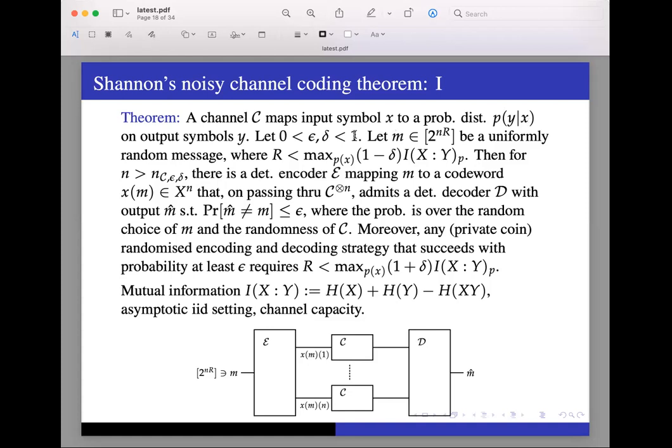Now fix two parameters, epsilon and delta, between 0 and 1. Now the sender Alice wants to send a message. The message is a number from 1 to 2 to the nR, and we'll call R the rate per channel use, which will become clear very soon. Now, we are going to analyze the error probability of this entire process when the message to be transmitted is chosen uniformly at random from this set. And let us say this quantity R, this so-called rate per channel use, is less than this number.